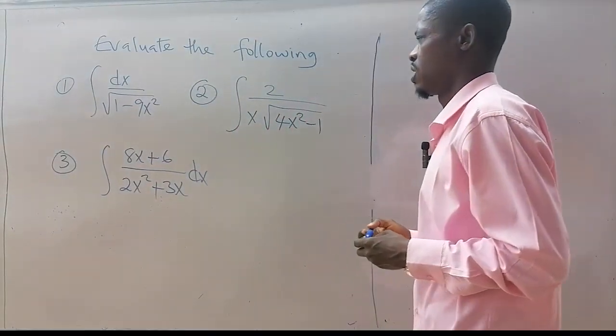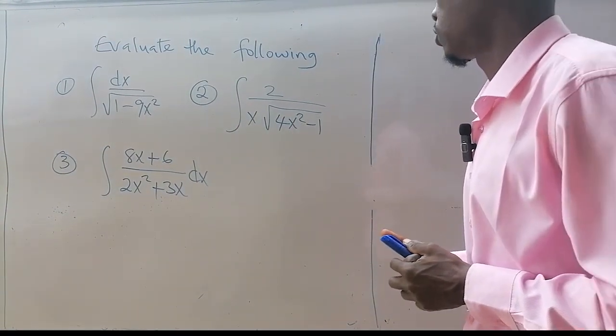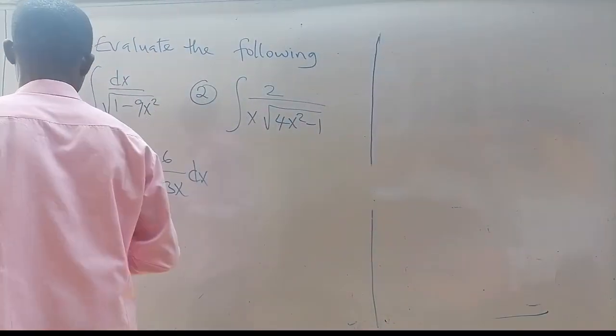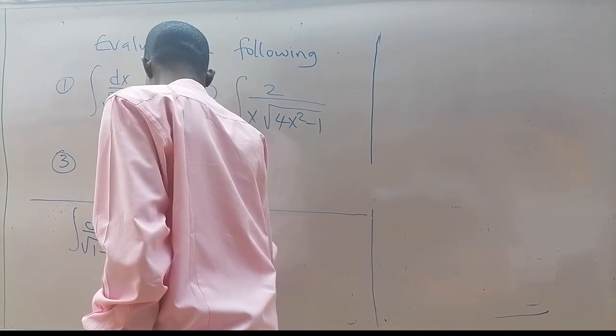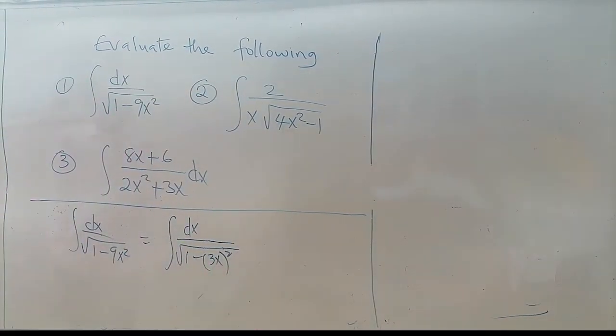We have the following questions. Evaluate the following. Let's see what we can do to these questions. The first one can be written as 3x squared. You can write this one as 3x squared. We want to make it multiple.